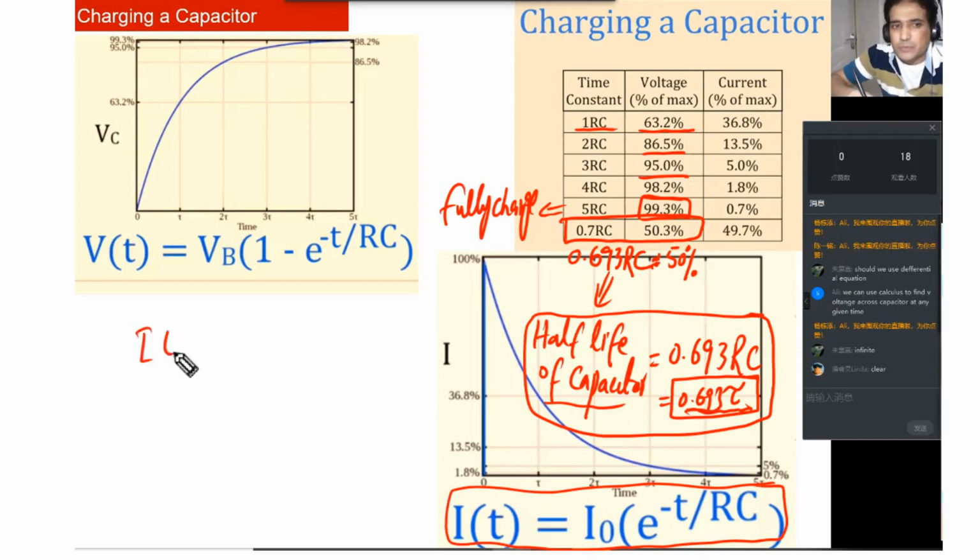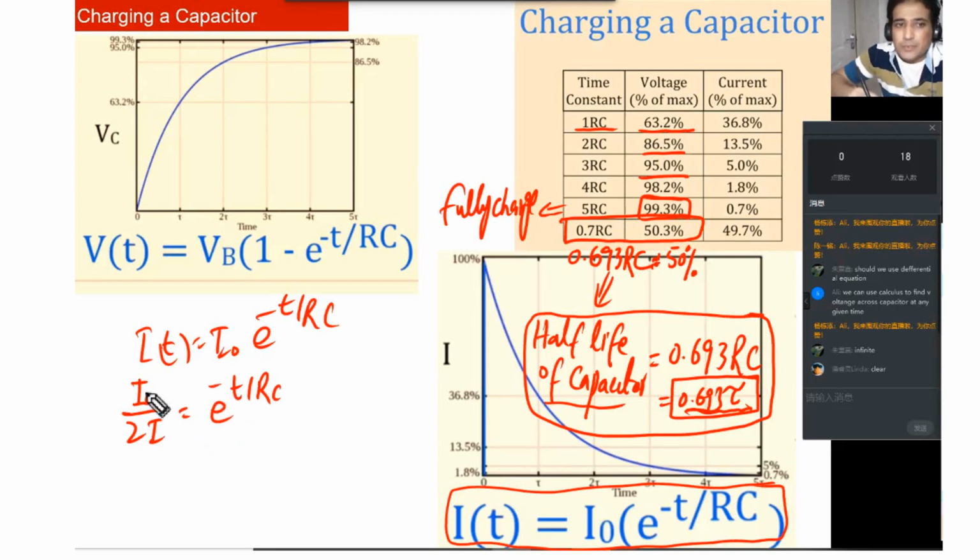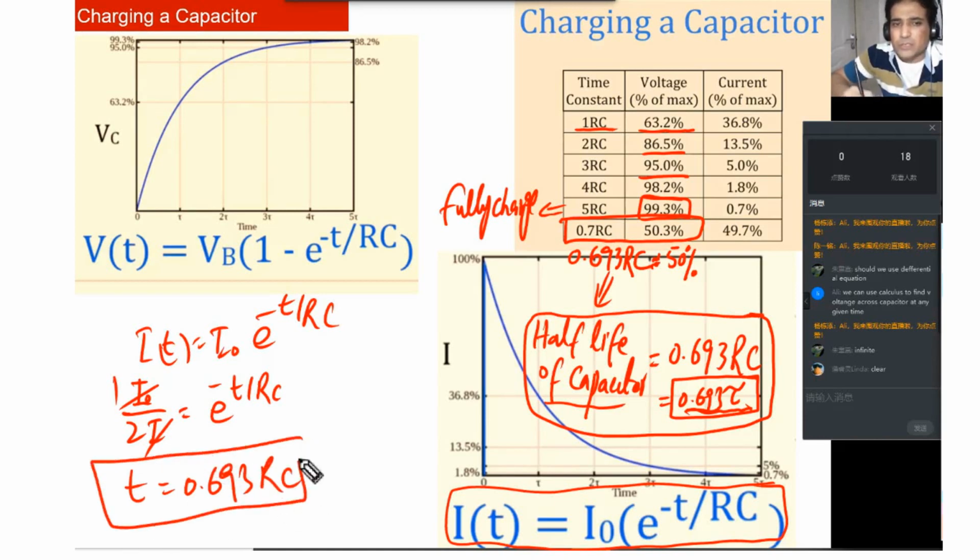Okay, so here for example, if you want to find from here, this is I naught e to the power of minus t over RC. When this becomes half, when this becomes I naught by 2 and this is I naught, then you can solve and you will get the value of t. So I cancel, this is 1 by 2, and then you can solve and you will get t is equal to 0.693 RC. You just need to take natural log on both sides, that's all. So this is half-life. We need to keep in our mind what is the half-life of a capacitor.